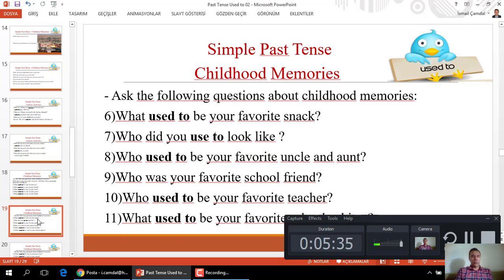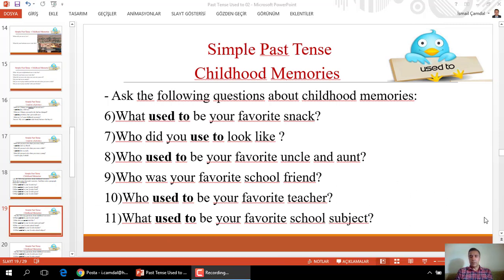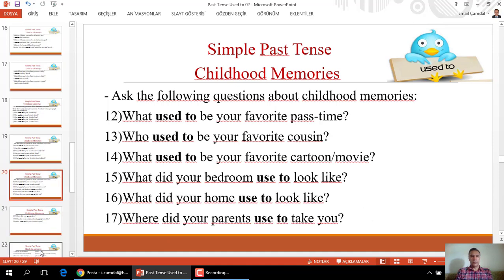Who did you used to look like? Who used to be your favorite uncle and aunt? Who was your favorite school friend? Who used to be your favorite teacher? What used to be your favorite school subject? What used to be your favorite pastime? Who used to be your favorite cousin? What used to be your favorite cartoon movie?